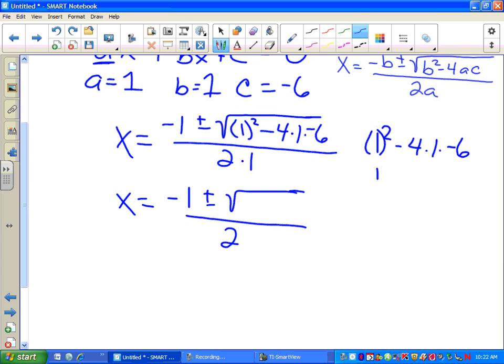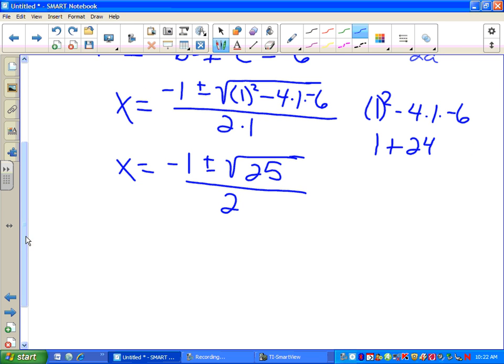But 1 squared is 1. Now, do you see the negative times the negative here? That's going to turn to a plus sign or a positive. 4 times 1 is 4. 4 times 6 is 24. 1 plus 24 is 25. So under the radical, we have a 25. Hey, I know the square root of 25. So x equals negative 1 plus or minus, what's the square root of 25? 5 over 2. Pause the video if you need to. Slow down and write that down.